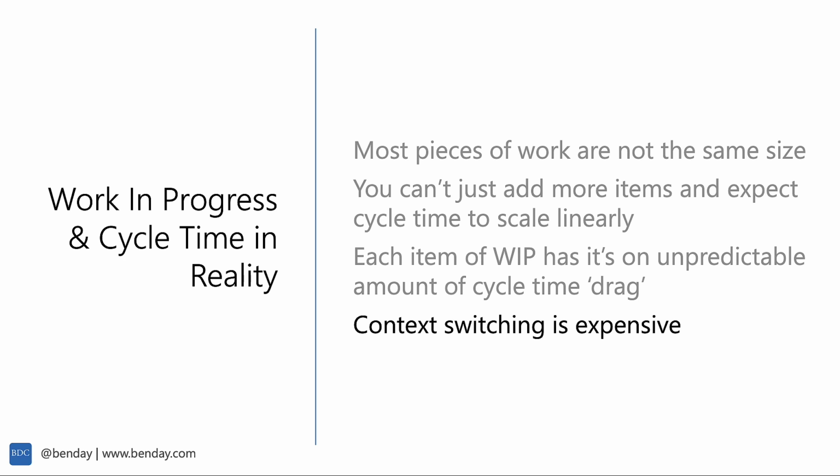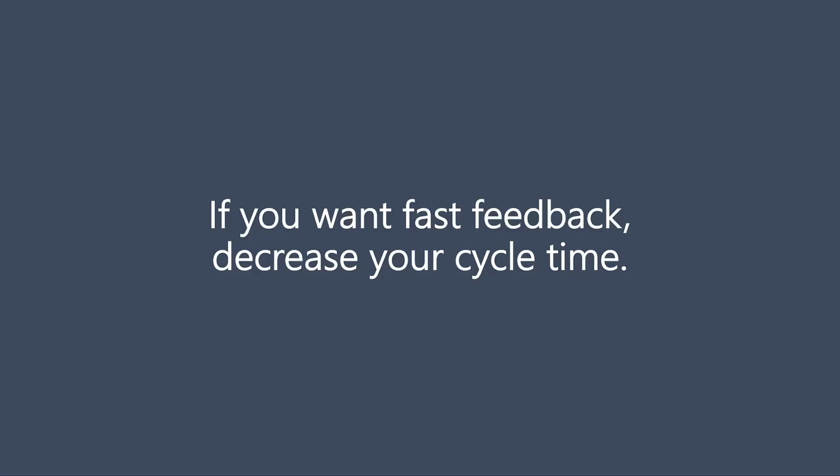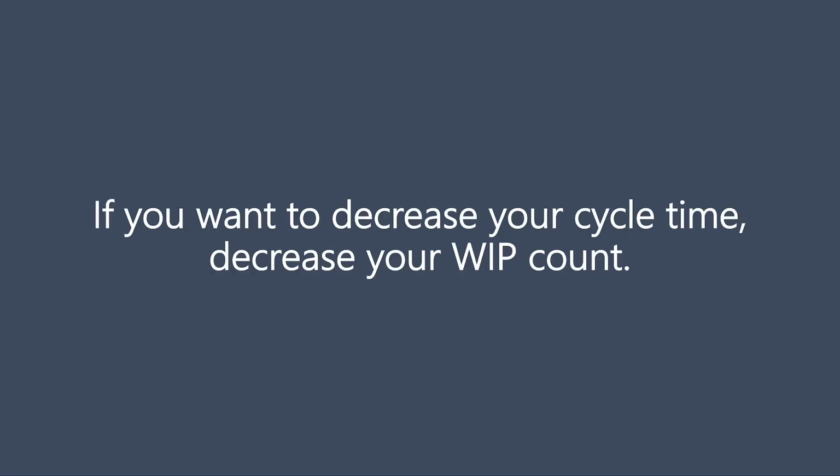That's huge. So when you factor all that together, work in progress is really going to murder your productivity, blow up your cycle time, and really slow down your ability to get fast feedback. So if you want fast feedback, decrease your cycle time. And if you want to decrease your cycle time, the easiest way to do that is to decrease your work in progress.